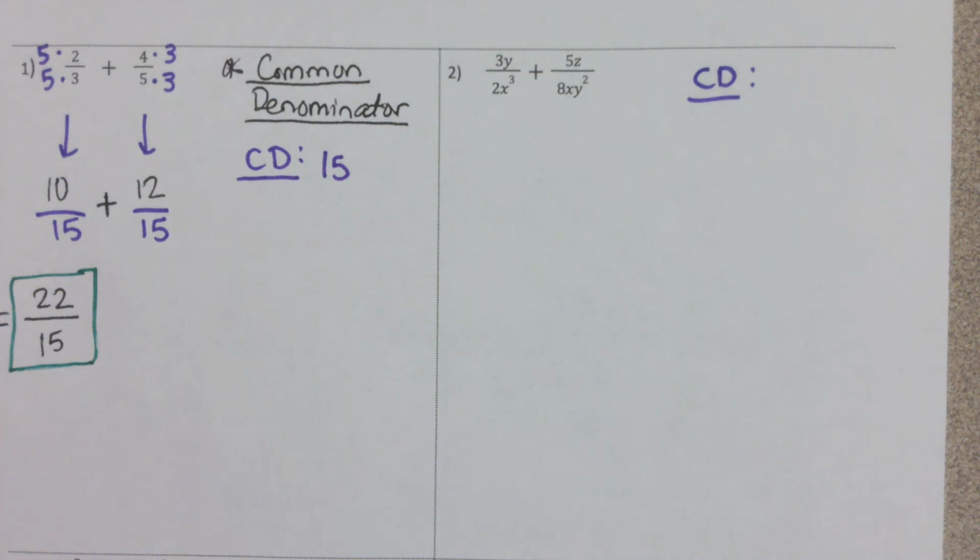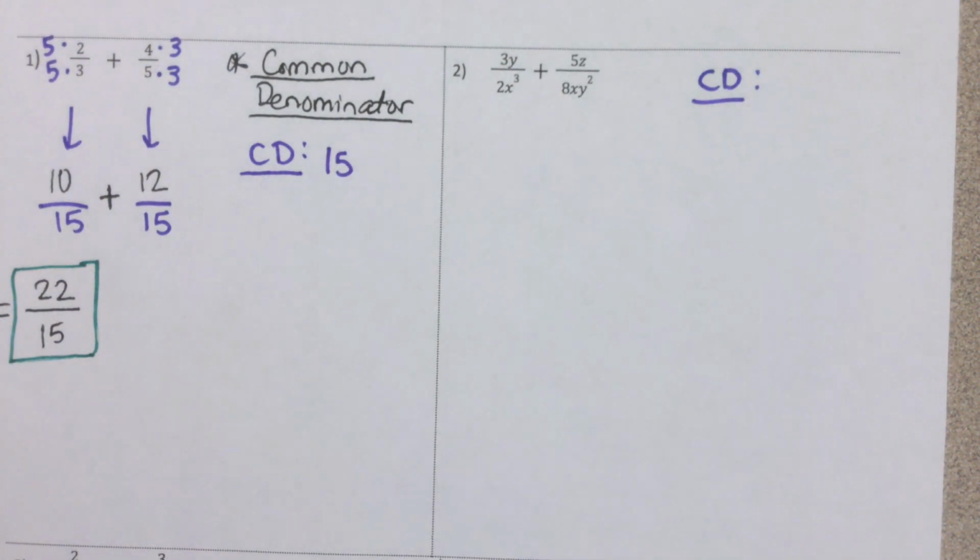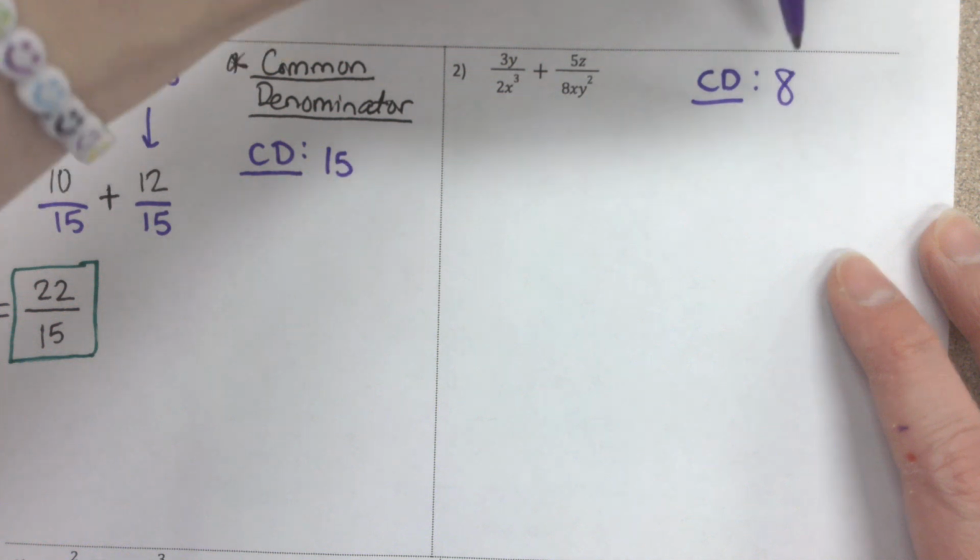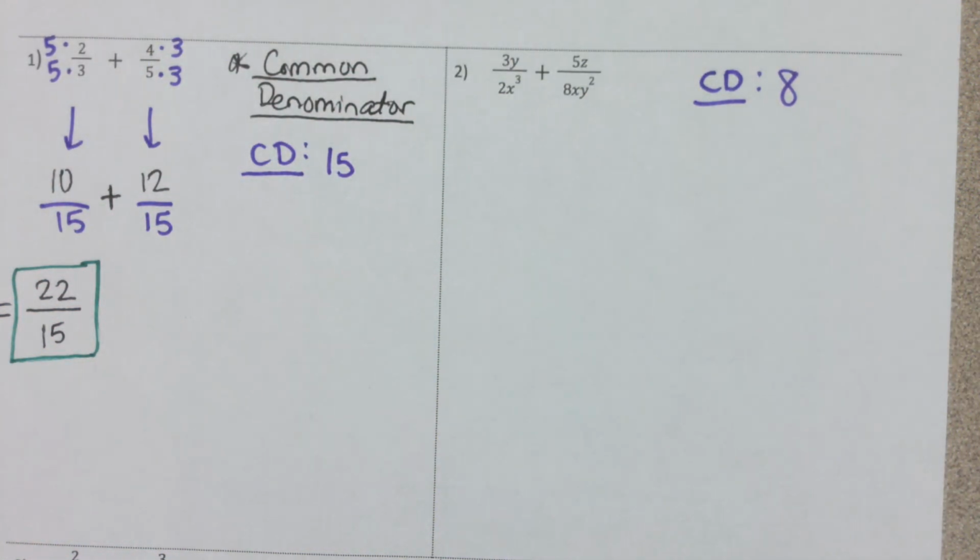So we need to see what collective denominator I can turn both of these into. We start with the numbers and then we go with each letter. First, let's look at the numbers. We have 2 and 8. We can easily turn 2 into 8. 2 times 4 is 8. So our common denominator has an 8 in it.